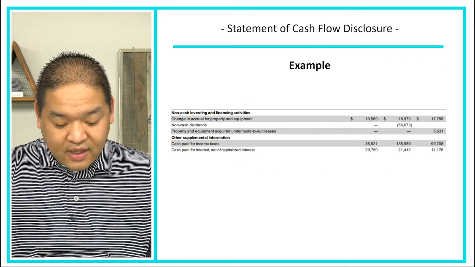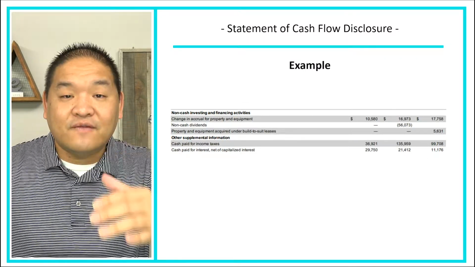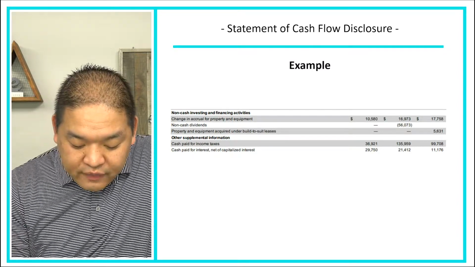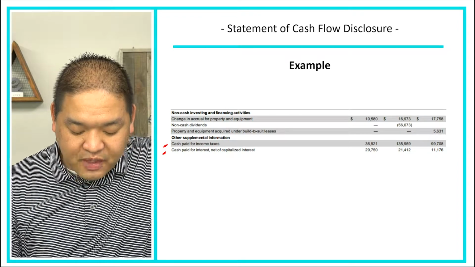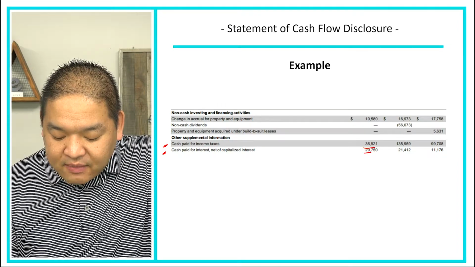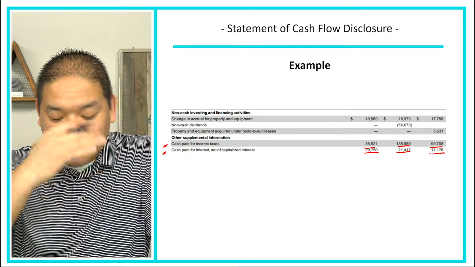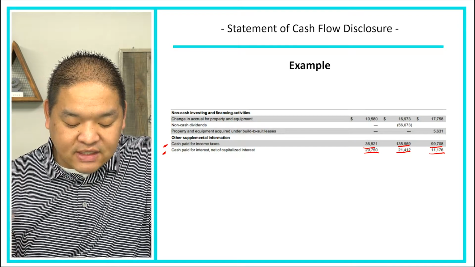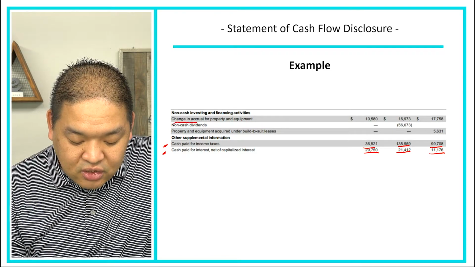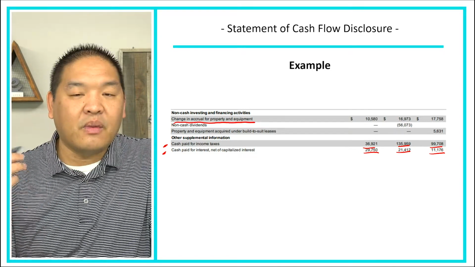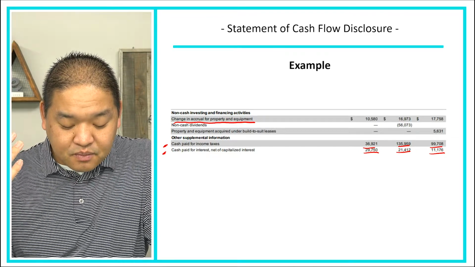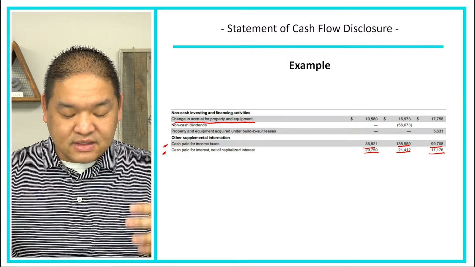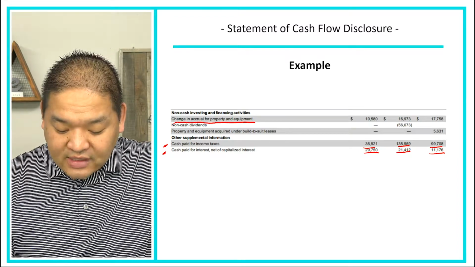Here's an example of a company's disclosure after the statement of cash flows. If you notice here, we've got our income taxes and cash paid for interest, and again, we're just listing the amount. That's about it. Nothing big to understand there. Then we have some non-cash investing and financing activities. So, change in accrual for property and equipment. That probably means that they purchased equipment or property in exchange for debt. So that's a non-cash investing and financing activity.